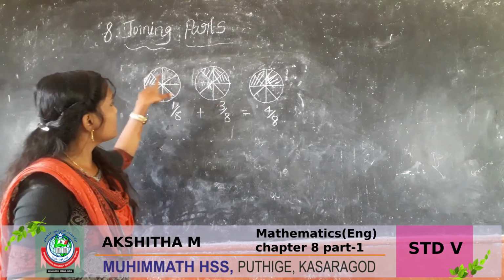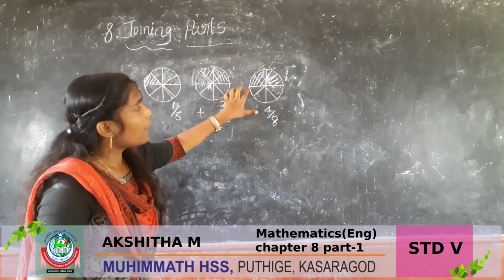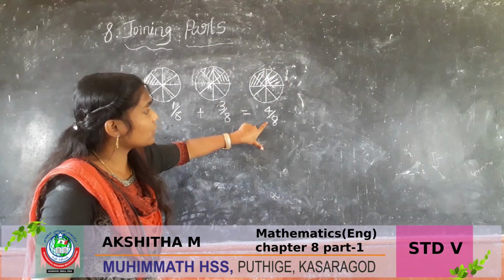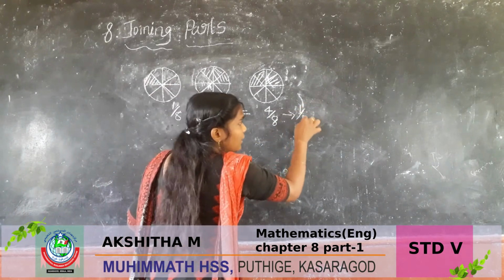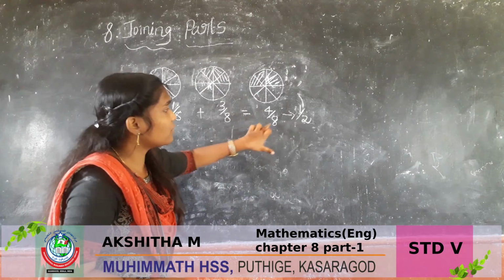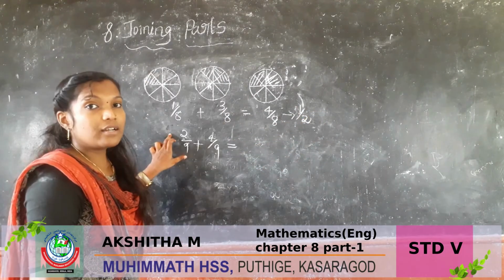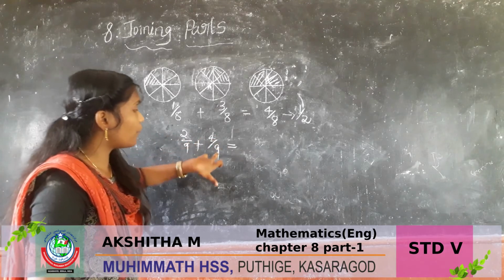When we join these parts, we will get half the parts shaded. Its fraction is 4 by 8. 4 by 8 means 1 by 2. You can see here half the parts shaded. So 4 by 8 we can say 1 by 2. Is it clear? What fraction do we get when we join 2 by 9 plus 4 by 9?